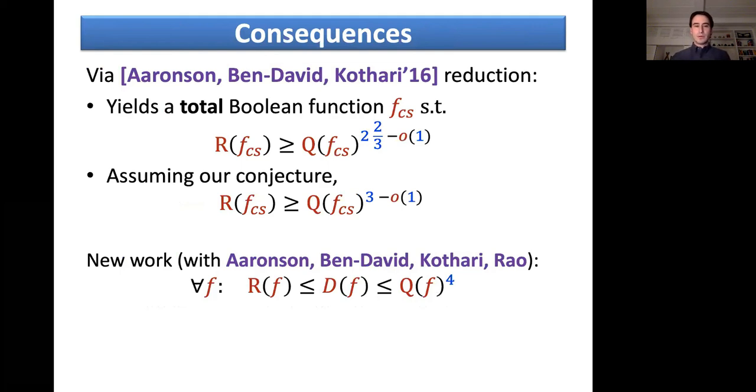Let me mention one consequence of this result. Via this cheat sheet technique that I mentioned earlier, we can actually get a total Boolean function that is defined on all possible strings of length n, where the randomized query complexity is at least the quantum query complexity to the power 2 plus 2/3, minus little o(1) factors. And if you assume the conjecture, this grows to a nearly cubic separation.